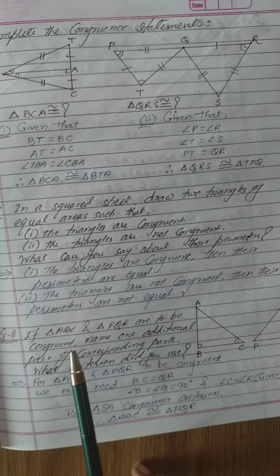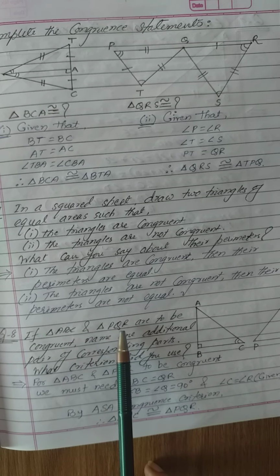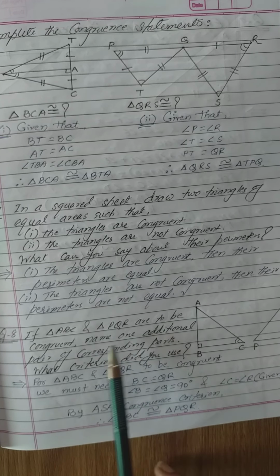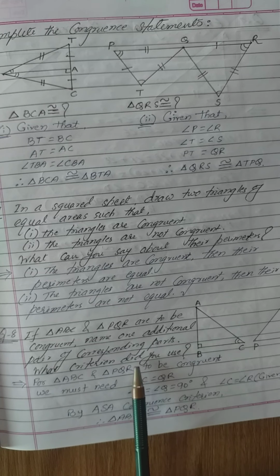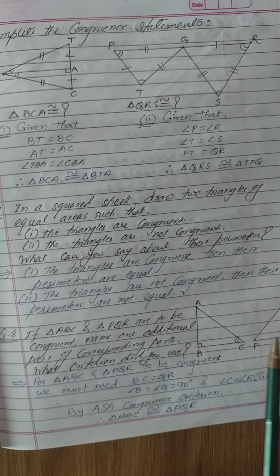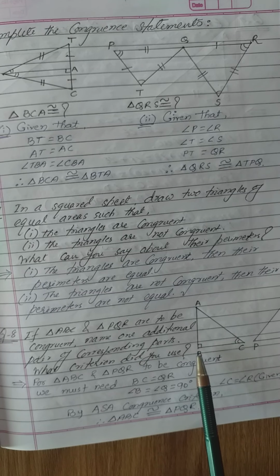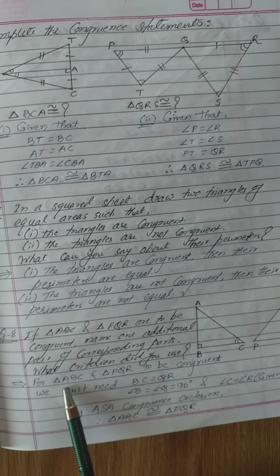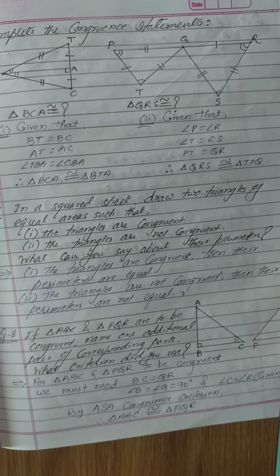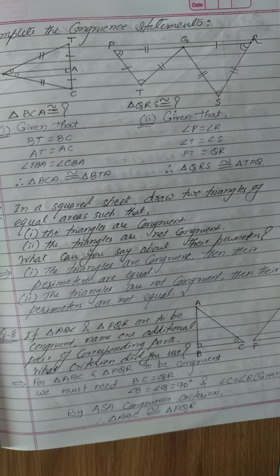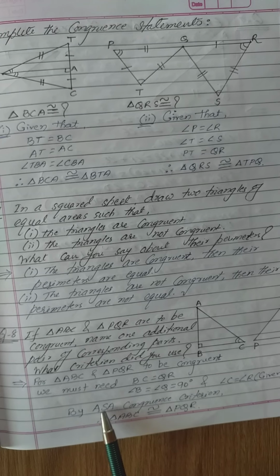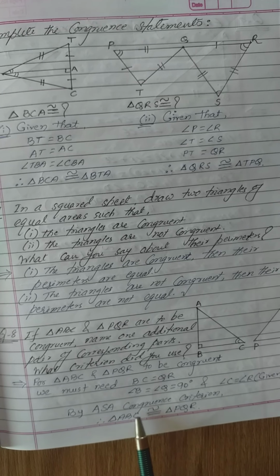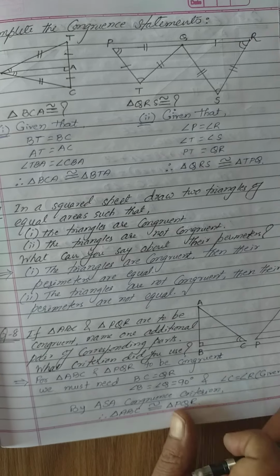Question number 8. If triangle ABC and triangle PQR are to be congruent, name one additional pair of corresponding parts. What criteria did you use? Here you can see triangle ABC and triangle PQR are right angled at B and right angled at Q respectively. Angle C is equal to angle R. For the triangles to be congruent, we need BC equal to QR, angle B equal to angle Q, and angle C equal to angle R. That is given. Therefore, by angle side angle congruence criteria, triangle ABC is congruent to triangle PQR.